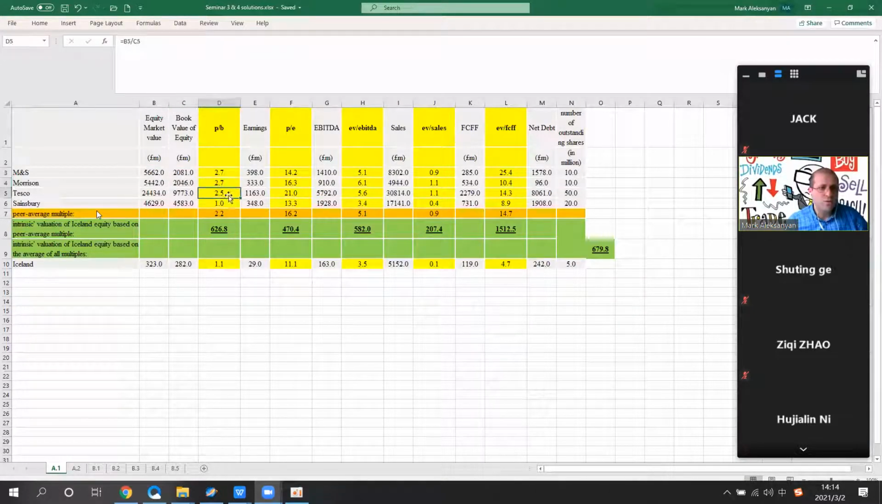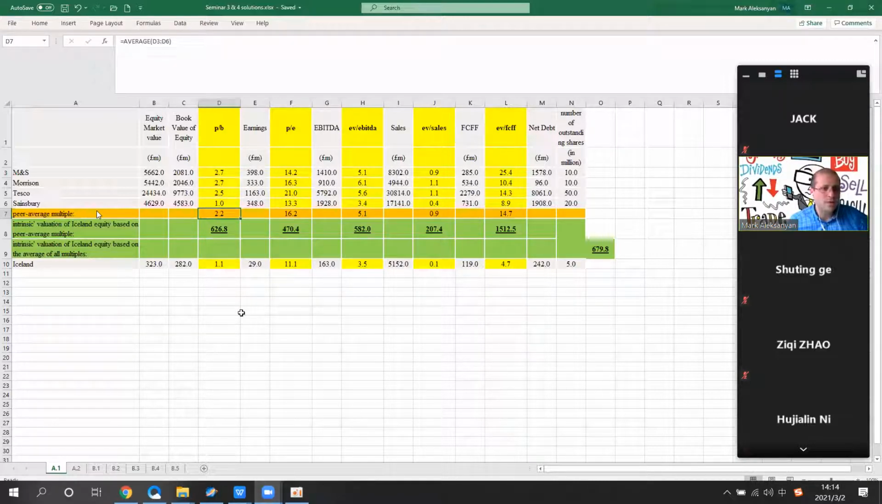And we do it for all 4 peers, and then we average these 4 numbers, and that would be our peer average multiple. So 2.2 here is the average of these 4 numbers. So as you can see from this formula in Excel, our peer average price to book multiple is 2.2.